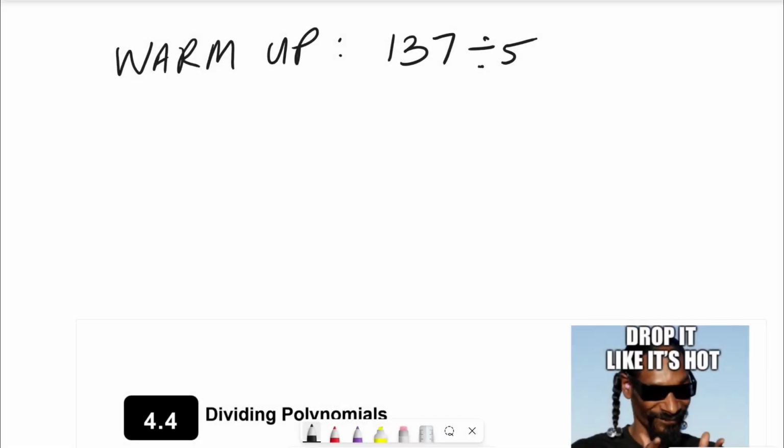Good morning, everyone. Today we are going to talk about dividing polynomials, but before we do that, let's get a reminder real quick by warming up with some long division. I want to divide this very simple expression, 137 divided by 5.